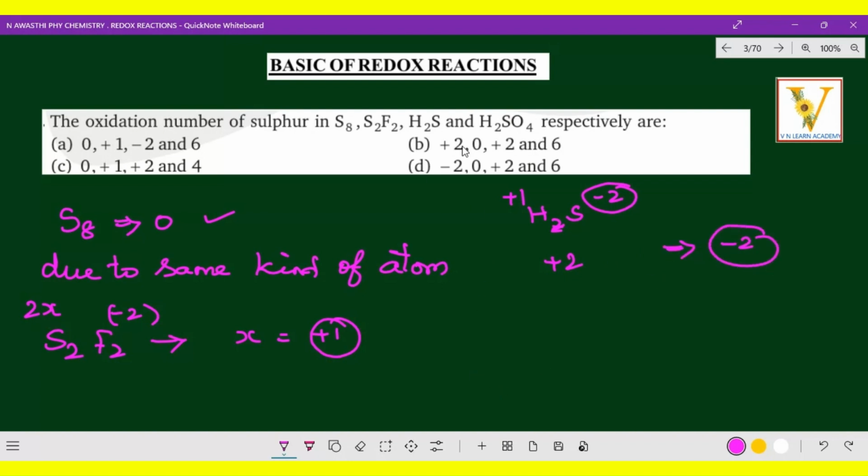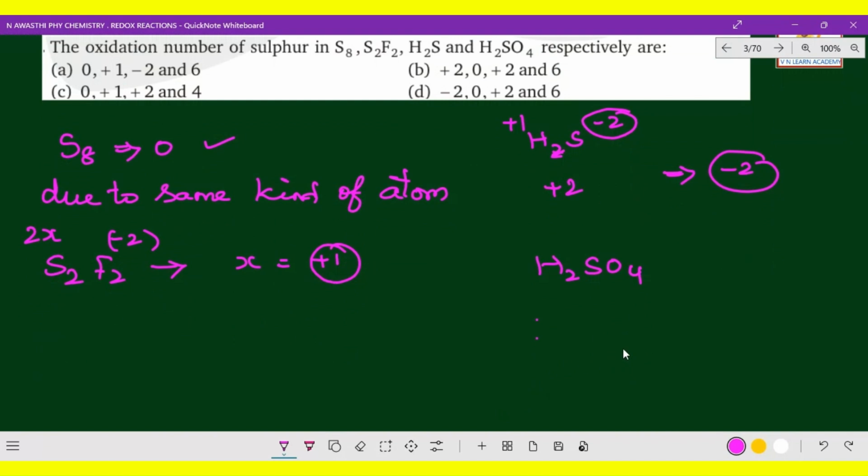And next one, what is it? H2SO4. How do we identify? I just draw the structural formula here. A double bond O, and this side also double bond O. Here the oxygen which is connected with hydrogen, and the same way another oxygen connected with hydrogen.